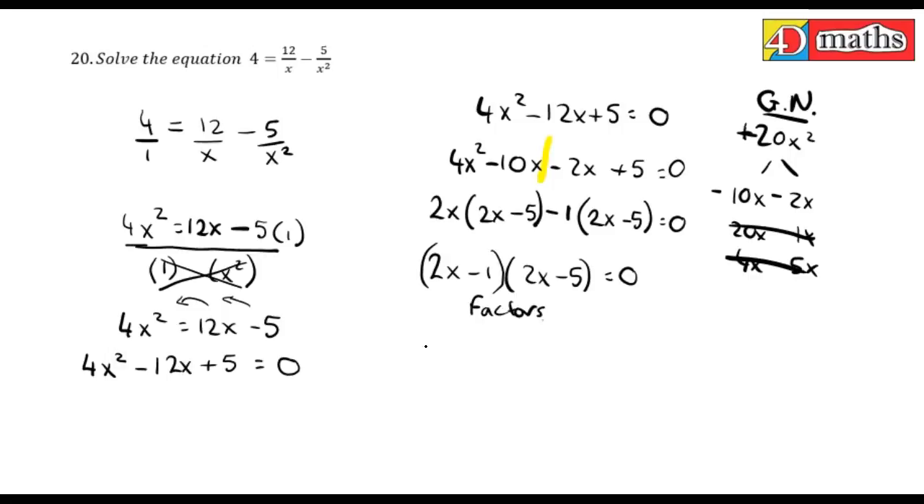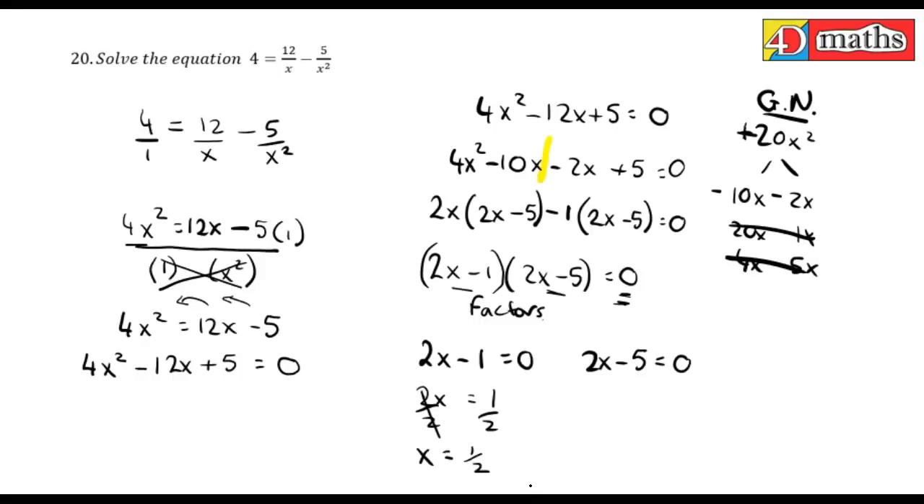So then to solve them, I let each factor equal to 0. Okay, each factor equal to 0. Then 2x is equal to 1. Divide both sides by 2. X is equal to a half. They will have cancelled out. 2x is equal to 5. Divide both sides by 2. X is equal to 5 over 2. So there's my two values for x.